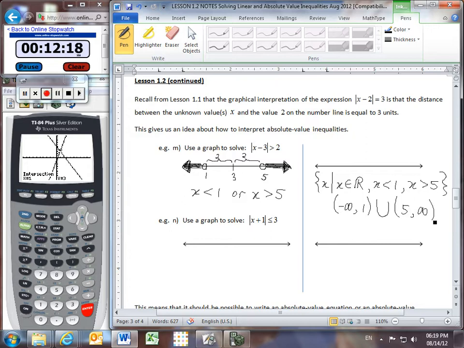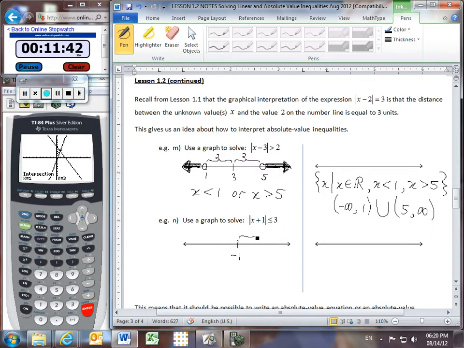Alright, example n. Let's use a graph to solve this situation. So now, instead of measuring the distance from positive 3, we're now measuring the distance from, can you imagine if we rewrote this? x minus negative 1. We're measuring the distance from negative 1. So I suppose you can remember then that the distance that we're measuring from, that central point, is always the opposite of what we see here. In this case, a negative 1. The distance from negative 1 must be less than or equal to 3 units.